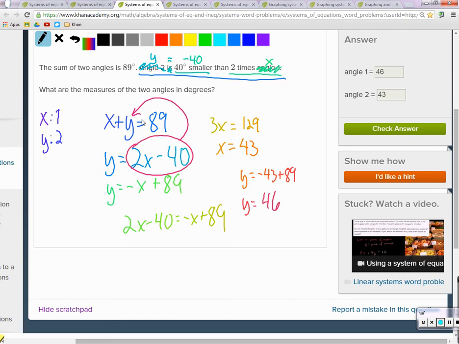We could take this guy here, subtract 2x from both sides. Now we'll have two equations that are ready for elimination to be used on them. Go that way. All sorts of different ways to go. All right, next.